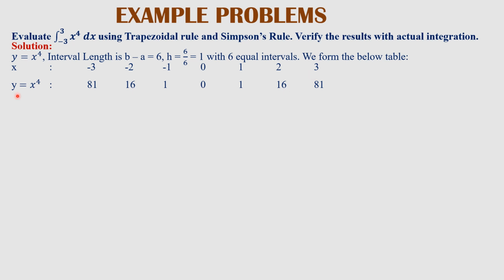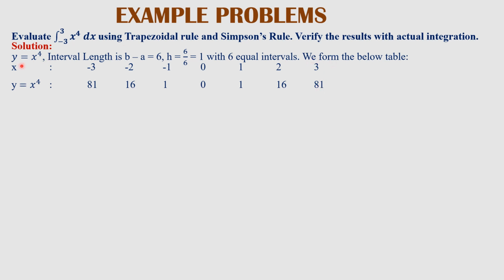Here the function is x power 4. So when you substitute x to be minus 3, minus 3 the whole power 4 will give you 81. For each and every x value, you have to find the corresponding y value. So minus 2 the whole power 4 will give you 16. Minus 1 the whole power 4 will give you 1. 0 power 4 is 0. 1 power 4 is 1. 2 power 4 is 16, and 3 power 4 is 81.